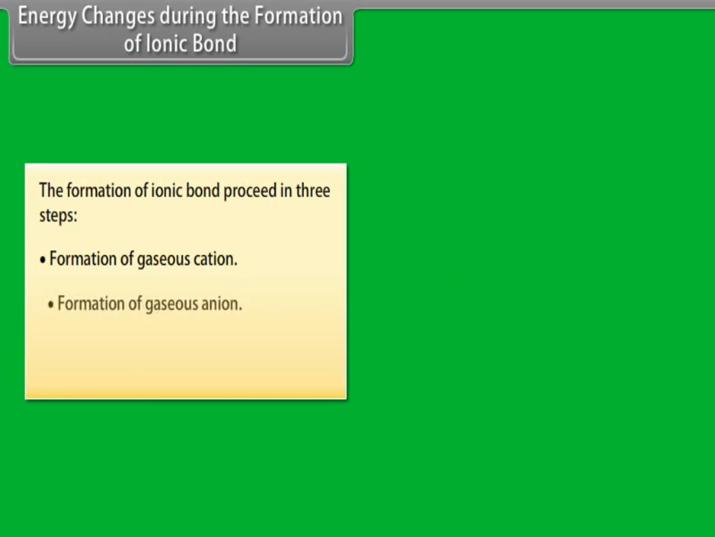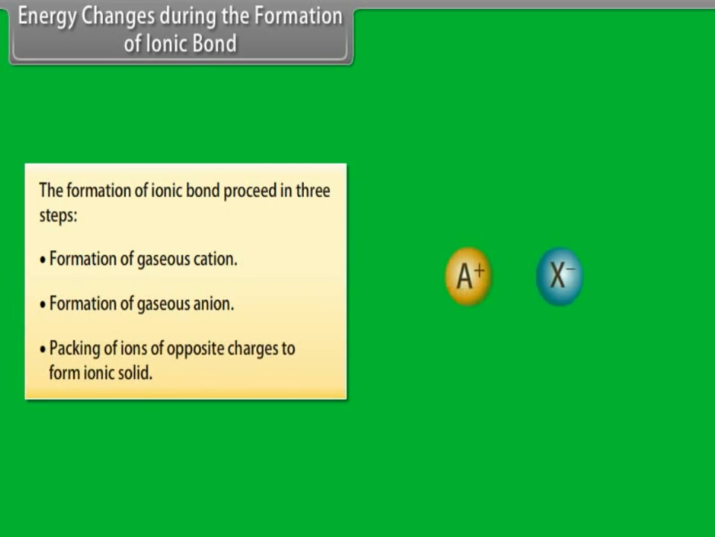Step second, formation of gaseous anion. The energy released from this step is called electron affinity. Step third, packing of ions of opposite charges to form ionic solid. The energy released in this step is called lattice energy.